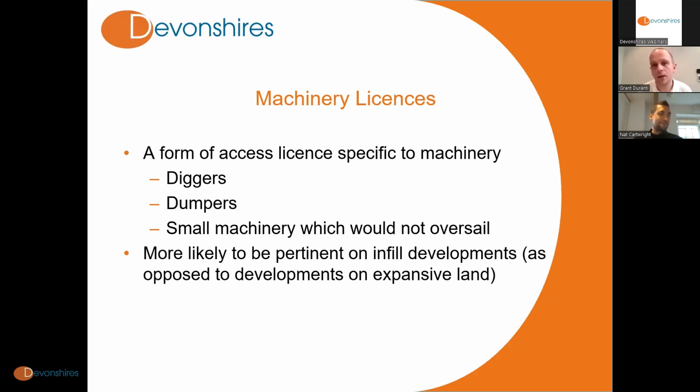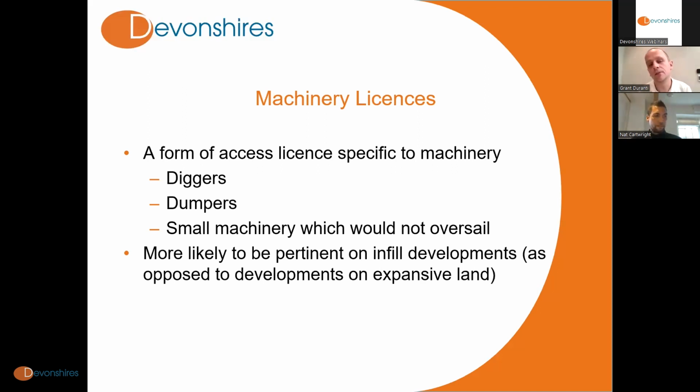Machinery licenses are broadly similar, but we're looking at machinery which is not necessarily of the scale of a crane. We're more thinking of mini diggers which are operated at ground level, dumpers and things which can bring in materials and remove soil, the sort of things which wouldn't oversail a neighbouring property, but you may need to drive over neighbouring land to access your land, or to actually operate from the other side of your boundary in order to do work to your own land.